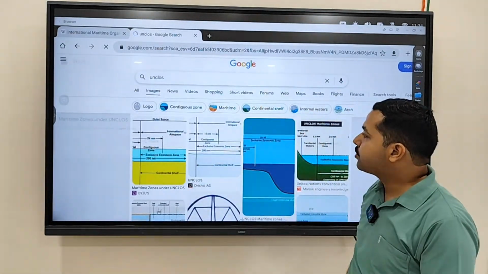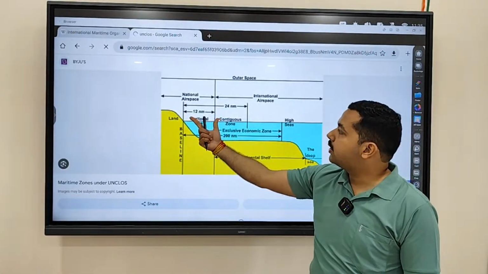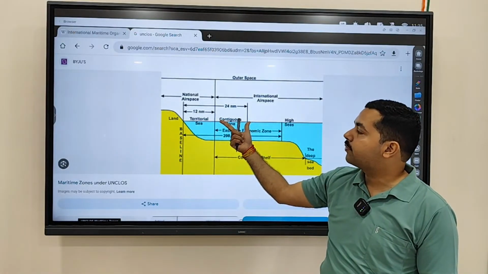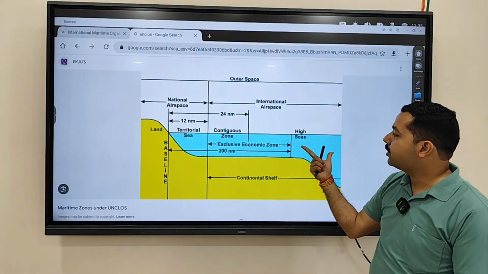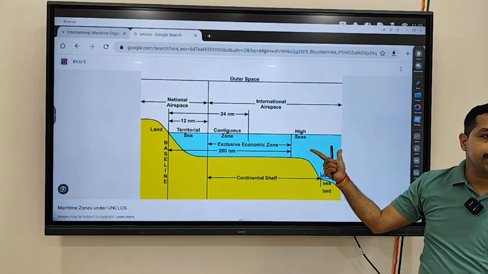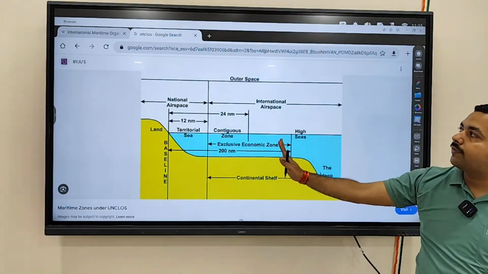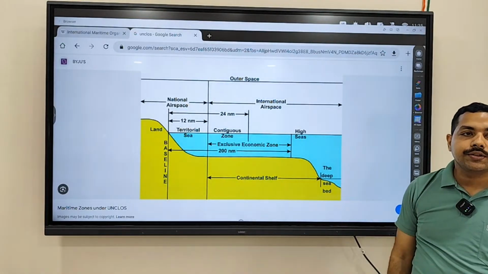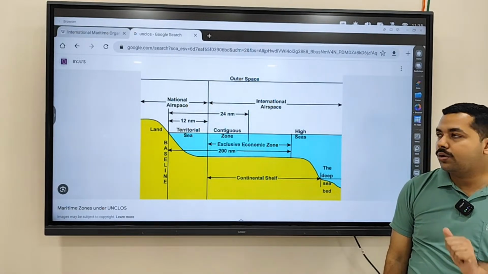you can see this is the area it is talking about. We discussed 12 nautical miles. It is going to be called which type of water? Territorial water. Then contiguous zone. Then exclusive economic zone, and beyond this is called open sea or high seas. Clear? This is something you have to keep in mind with regard to the classification done under the UNCLOS treaty. Clear? United Nations Convention on Law of the Sea treaty.